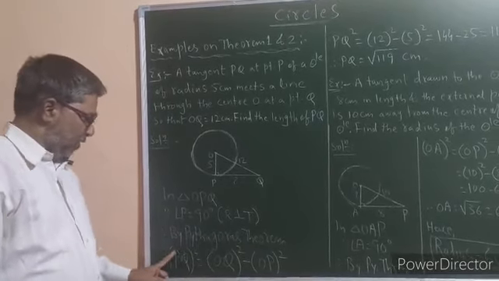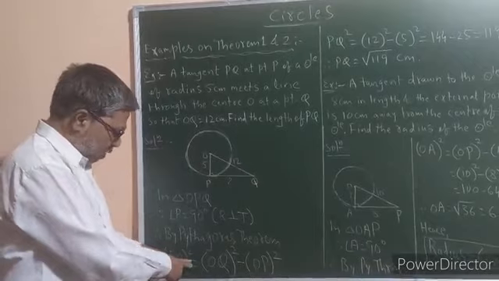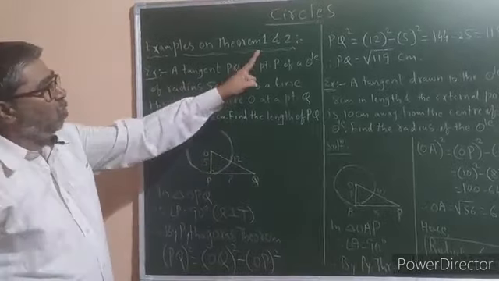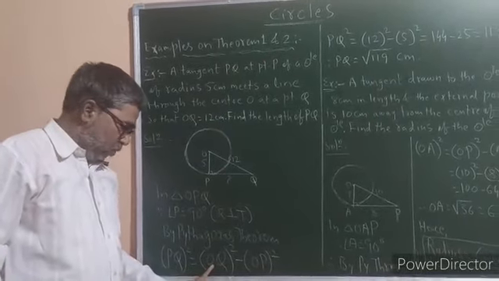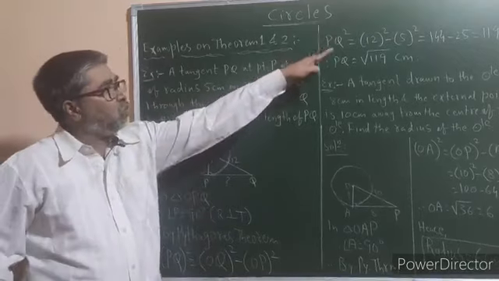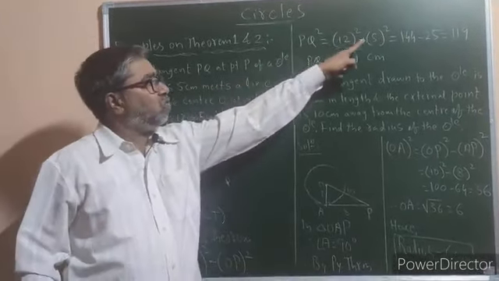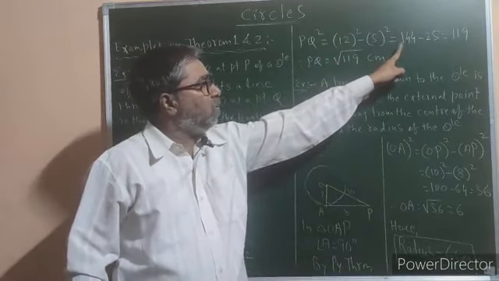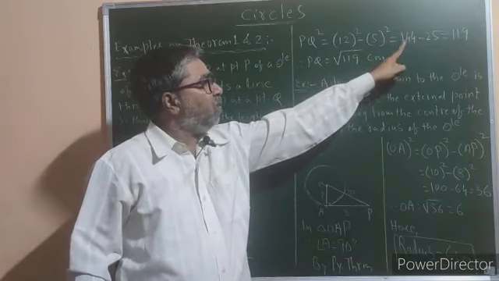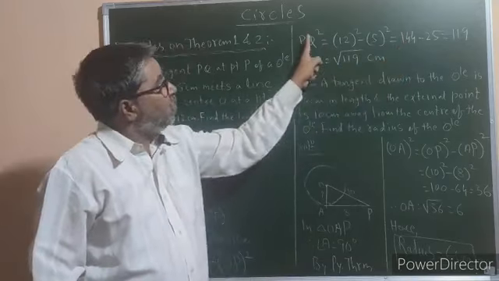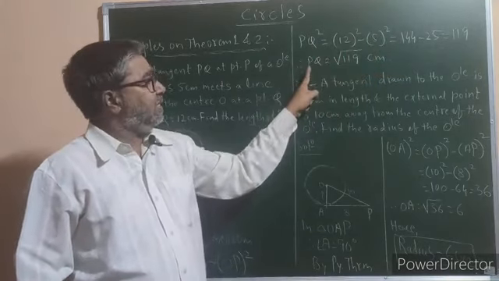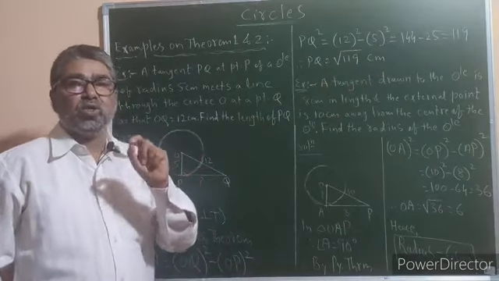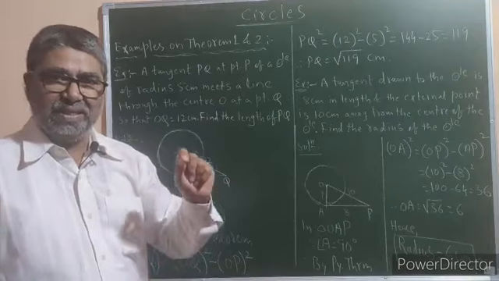So by applying Pythagoras theorem, the length of PQ square will be equal to the length of OQ square minus the length of OP square. So PQ square is equal to, substituting the values, the length of OQ is 12, 12 square minus length of OP is 5, 5 square, which is 144 minus 25, and subtraction of 25 from 144 is 119. PQ square is equal to 119, then PQ is equal to square root of 119. So the length of PQ is square root of 119 centimeters.